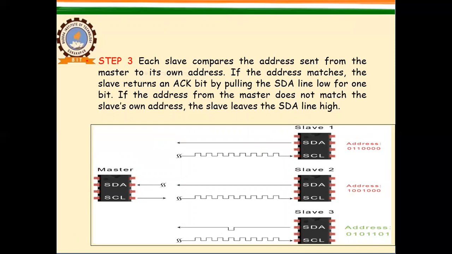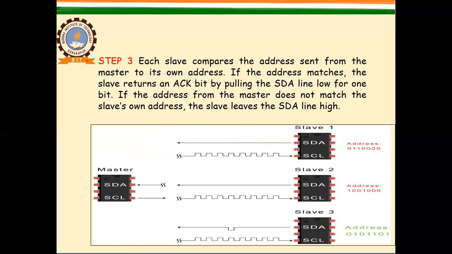So in step number 3, each slave compares the address sent from the master to its own address. If the address matches, the slave returns an acknowledgement bit by pulling the SDA line low for 1 clock pulse.